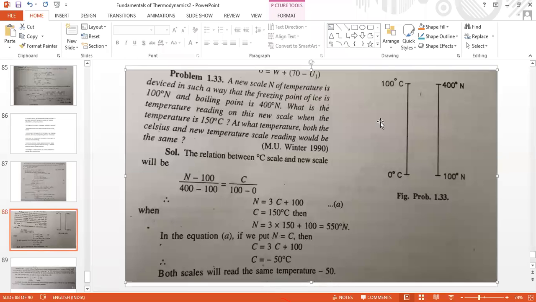Now you see one more problem. This type of problem was given earlier in the examinations. It is a simple mathematical problem. Just look at the statement of the problem. A new scale, capital N, of temperature is devised in such a way that the freezing point of ice is 100 Newton and boiling point is 400 Newton.